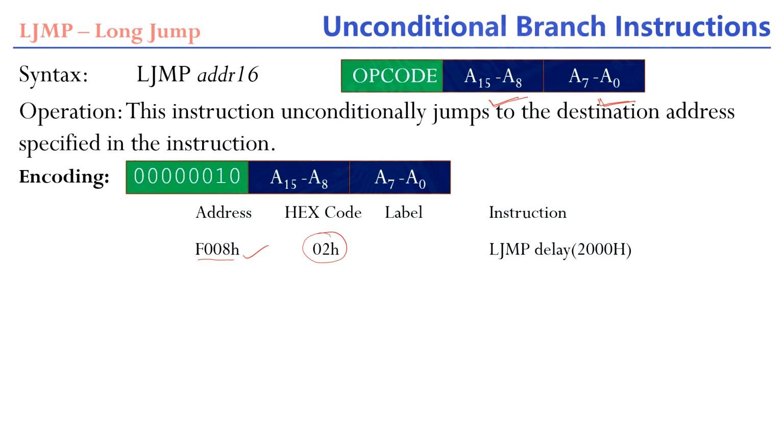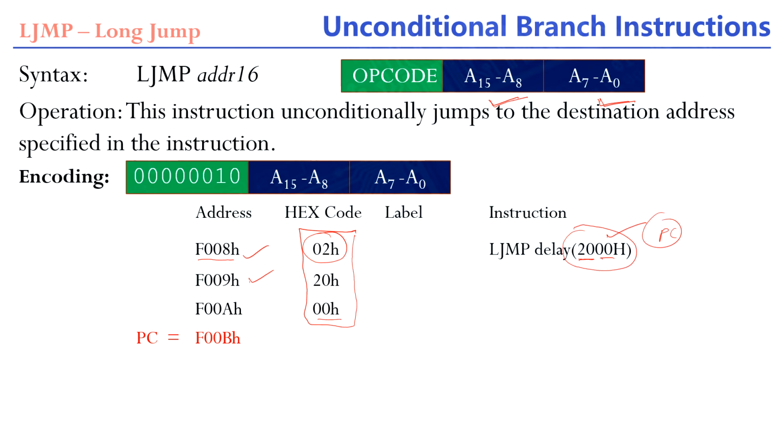Here it specifies the higher order byte first in the next location and the lower order byte next. So it is a completely 3-byte instruction. When this instruction is executed, it loads this value into the PC directly. That means it will execute the instructions from this address.